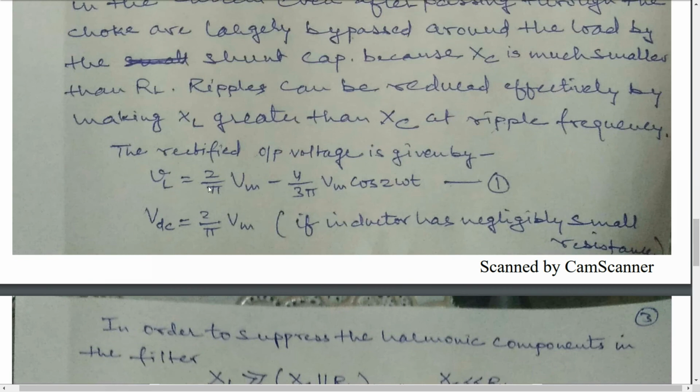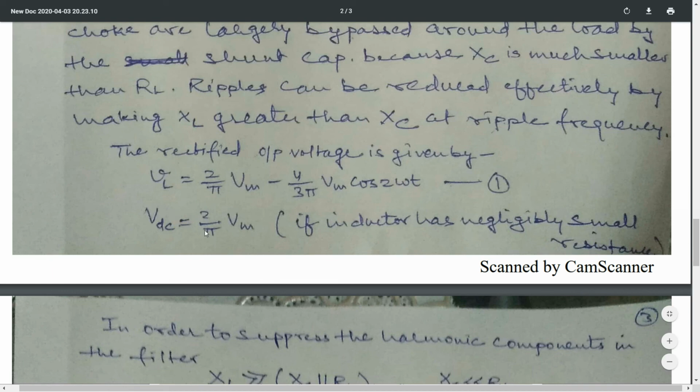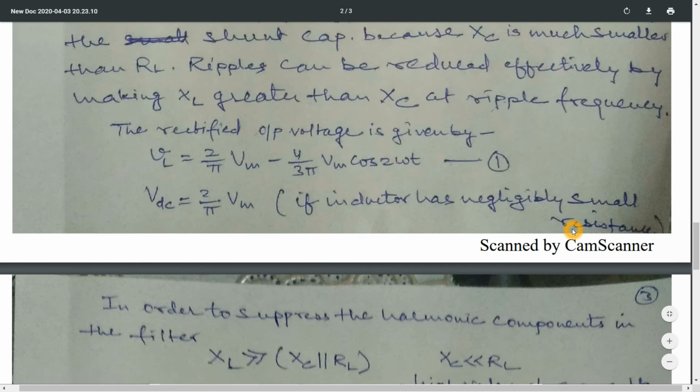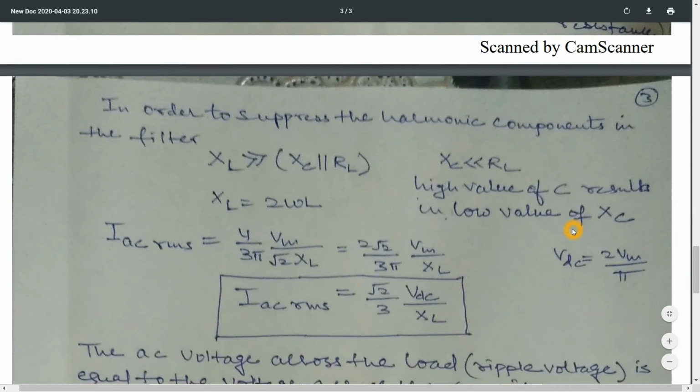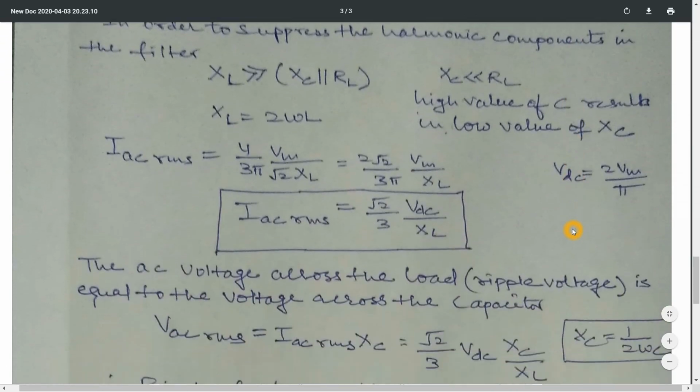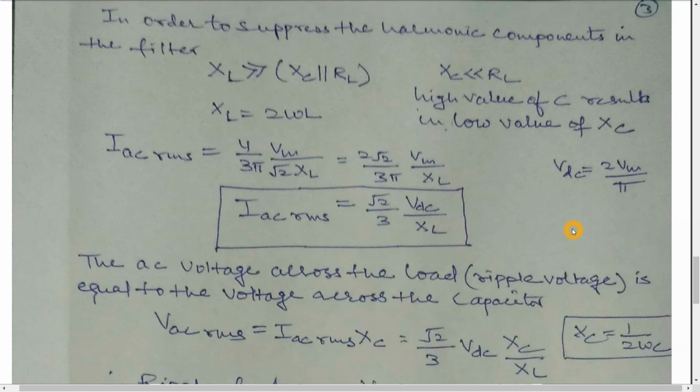This formula: VL is equal to 2 by pi Vm minus 4 by 3 pi Vm cos omega t. From this formula, VDC equal to 2 by pi Vm if inductor has negligibly small resistance. In order to suppress the harmonic component in the filter, XL should be greater than parallel combination of XC and RL. Between XC and RL, XC is much smaller than RL. Higher value of C results in low value of XC. And XL is equal to 2 omega L.